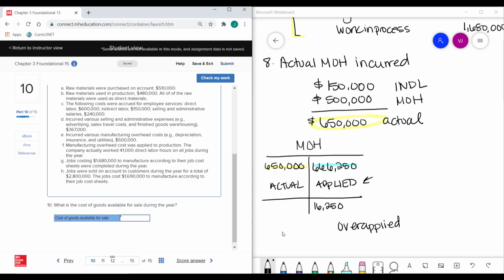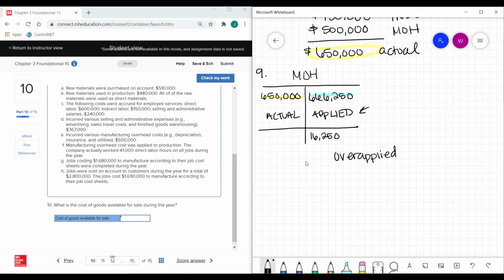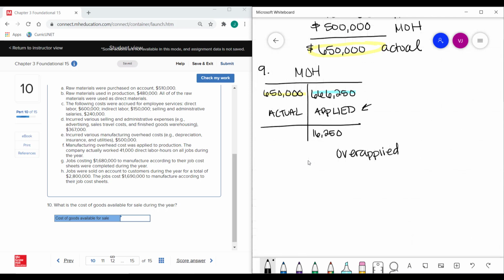Number 10, what is the cost of goods available for sale during the year? Okay, and by the way, that was number 9 as well. So the cost of goods available for sale. Okay, well, let's remind ourselves of what the cost of goods available for sale would refer to. So from a manufacturer's point of view, the cost of goods available for sale is going to be the beginning finished goods balance plus the cost of goods manufactured. In other words, the cost added in to finished goods.